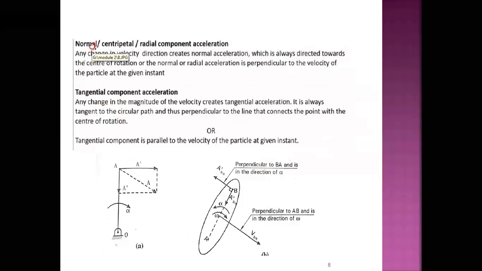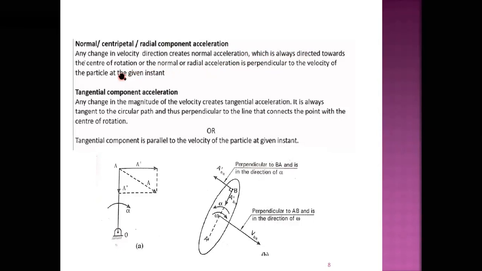Normal acceleration is also called radial acceleration, and the other is tangential acceleration. Normal acceleration means any change in the direction of velocity creates a normal acceleration, which is always directed towards the center of rotation. It is perpendicular to the velocity of the particle at a given instant.